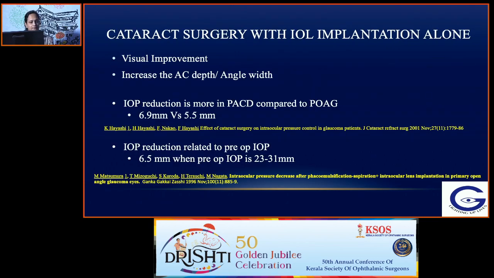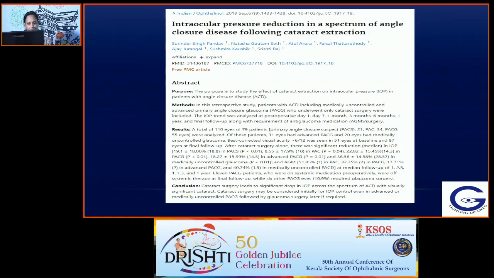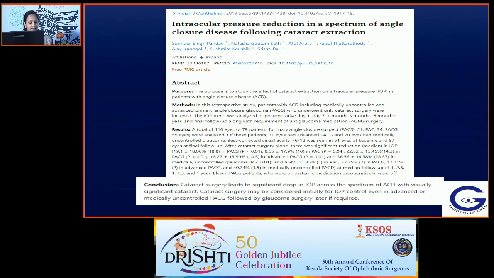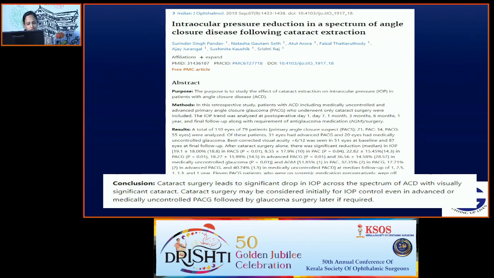It definitely gives a visual improvement, and it increases the anterior chamber depth and angle width more in angle closure disease, but to some extent in open angle glaucoma also. Intraocular pressure reduction is more in angle closure compared to open angle, and this IOP reduction is usually related to the pre-op intraocular pressure. A study from PGI has shown that cataract surgery leads to a significant drop in IOP across the spectrum of angle closure disease with visually significant cataract.